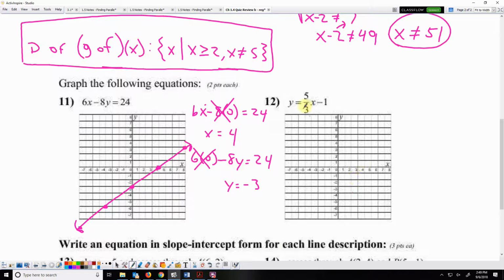For number 12, it's in slope-intercept form, so I'll use my y-intercept of negative 1 and my slope of 5/3, up 5 and right 3. And I can go down 5 and left 3.